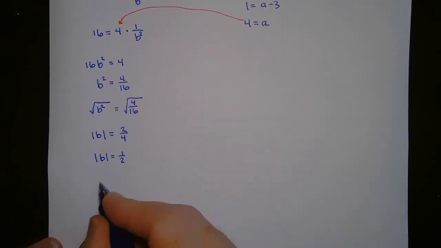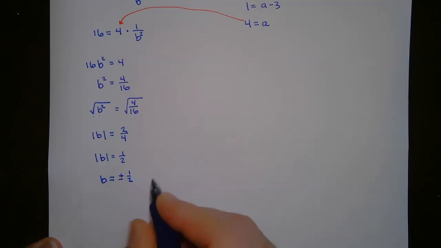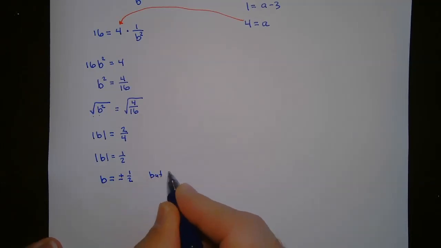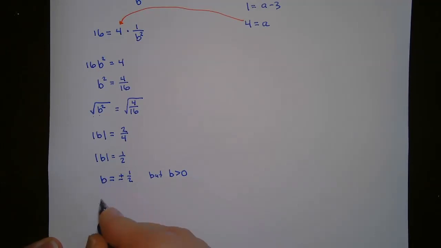All right, now b can be equal to, solving this equation, plus or minus 1/2. But b has to be greater than 0. B has to be greater than 0, so it's not the negative one. It has to be b is equal to 1/2. So we know our base now is 1/2.